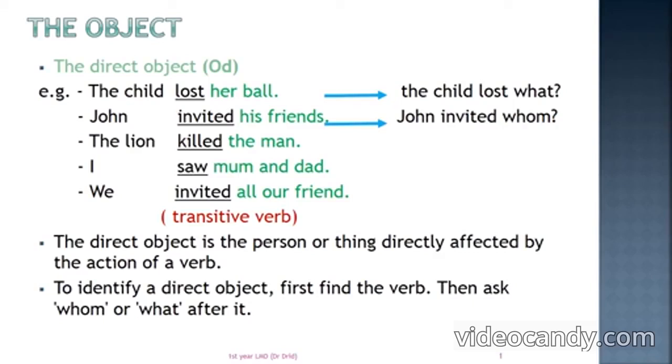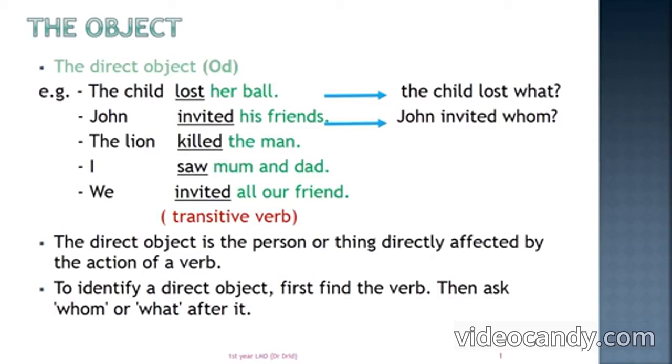I saw Mom and Dad. I saw whom? Mom and Dad. So Mom and Dad, it is compound here, is the direct object. Finally, we invited all our friends. We invited whom? All our friends. So all our friends is the direct object.